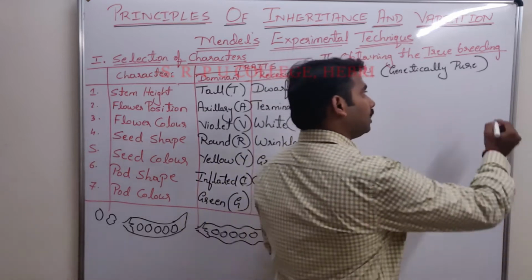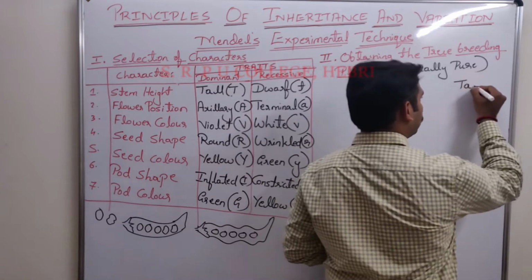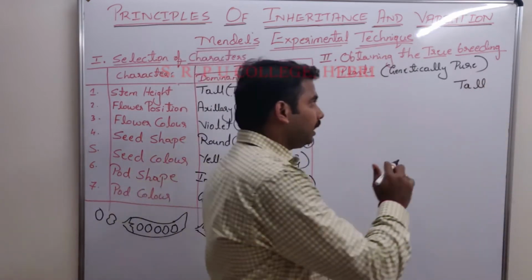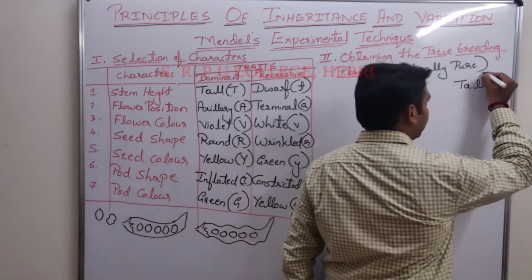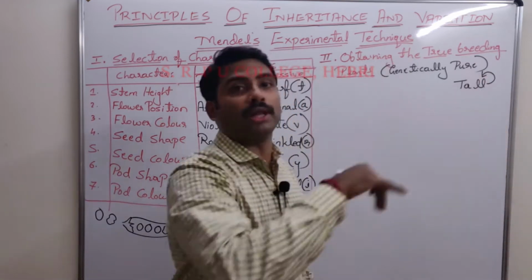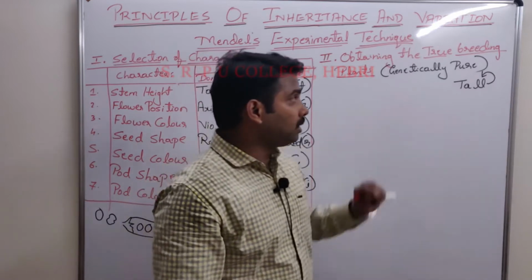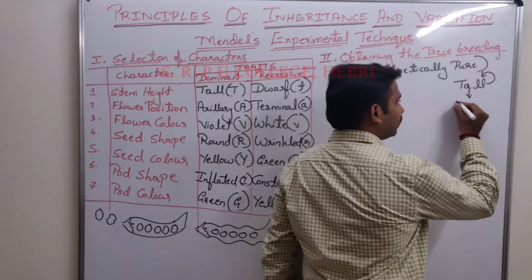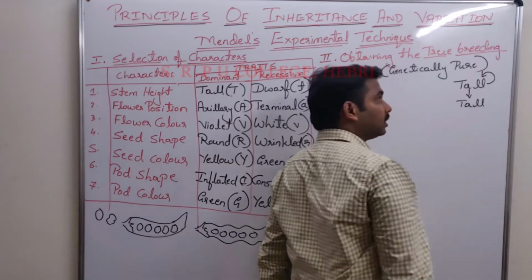Listen to me. For example, he took which plant? Let us suppose he took a tall plant. What will he do with this tall plant? What will he do? Self-pollination. Upon self-pollination, what did he get in its next generation, if it is also what? Tall.